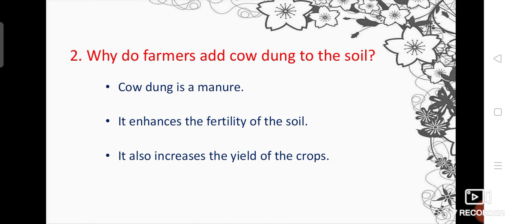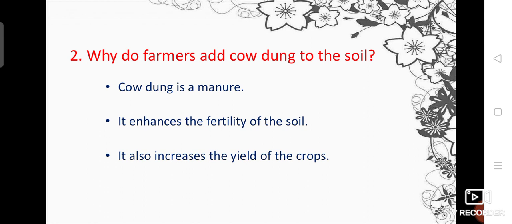Question number 2. Why do farmers add cow dung to the soil? What do you mean by cow dung? The waste coming out of the cow, the remains, are called cow dung. Why are they using it? Because cow dung is a manure.